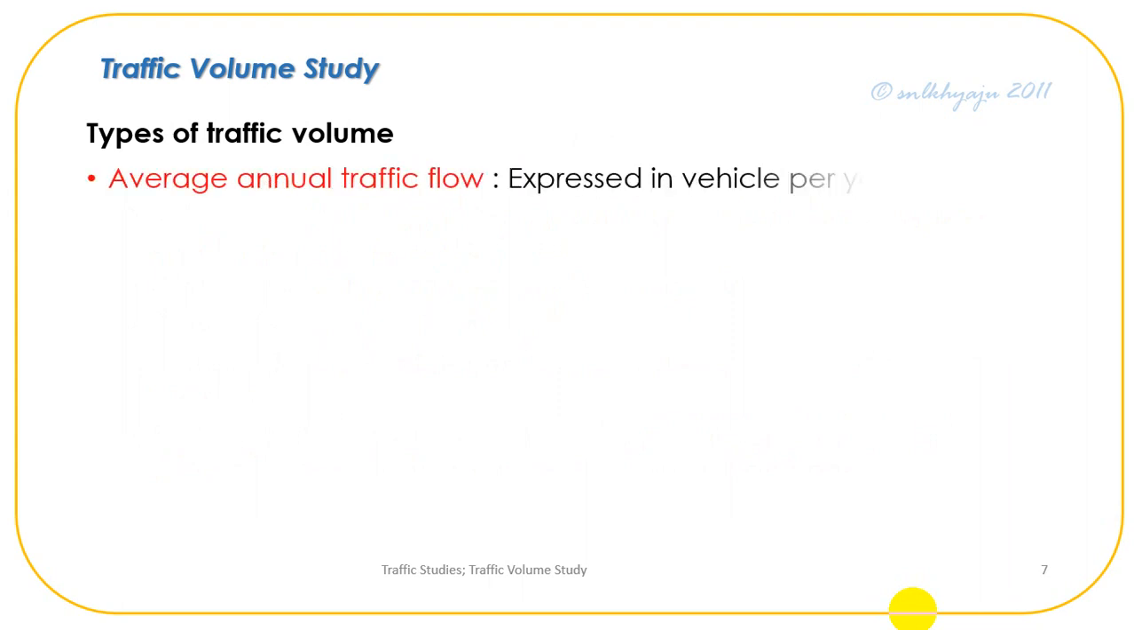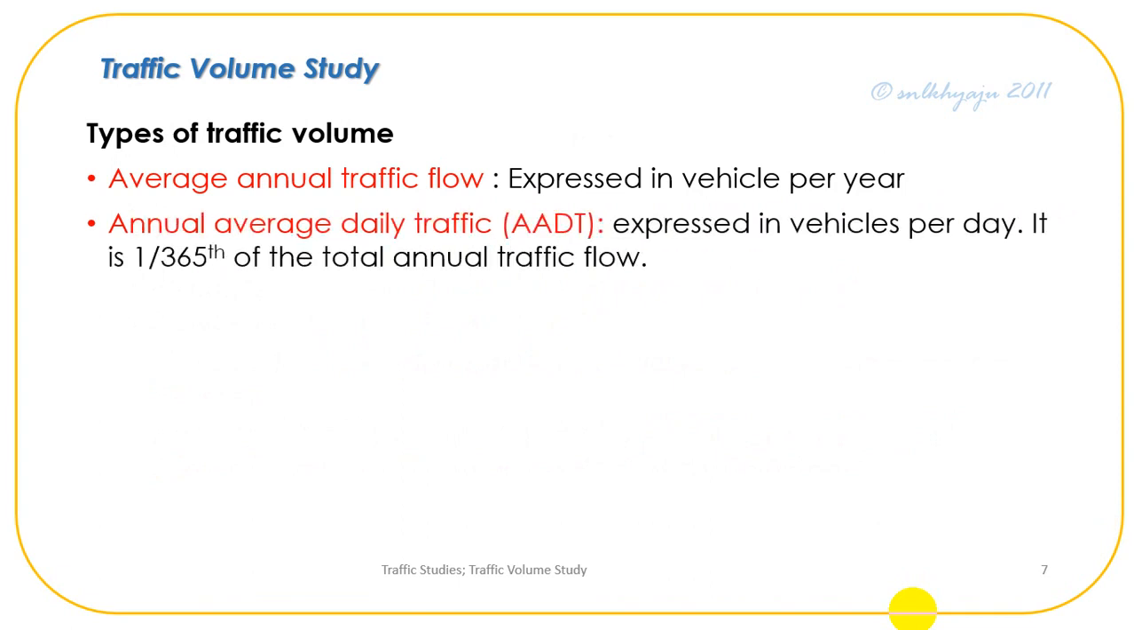Types of traffic volume: average annual traffic, expressed in vehicles per year. Average annual daily traffic, that is AADT, expressed in vehicles per day. It is 1 by 365th of the annual traffic flow, that is, the total traffic in a year is surveyed and the total traffic is divided by 365, and we get the average annual daily traffic.